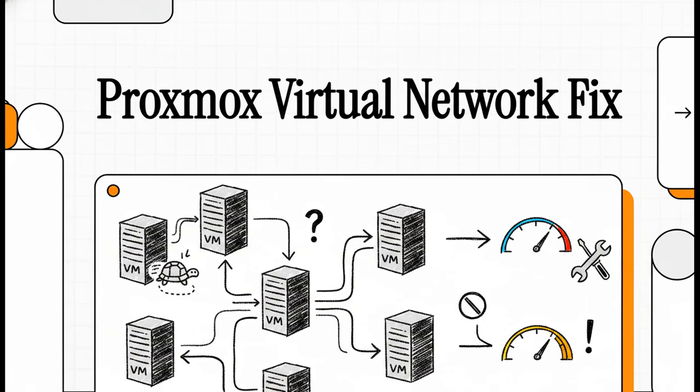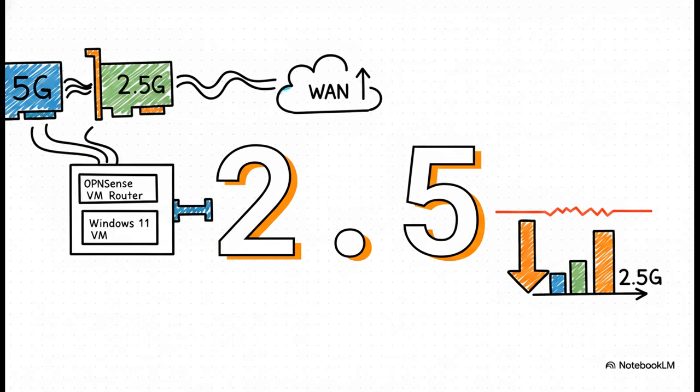So picture this scenario. On paper, your server has absolutely all the right ingredients. A 1 gigabit network card, a 2.5 gigabit card, maybe even a beefy 5 gig one. You've got an OpenSense router VM and a Windows 11 VM sitting nicely right behind it. Your wide area network is out there stretching its legs, pulling a massive 4 gigabits per second through that 5 gig interface.